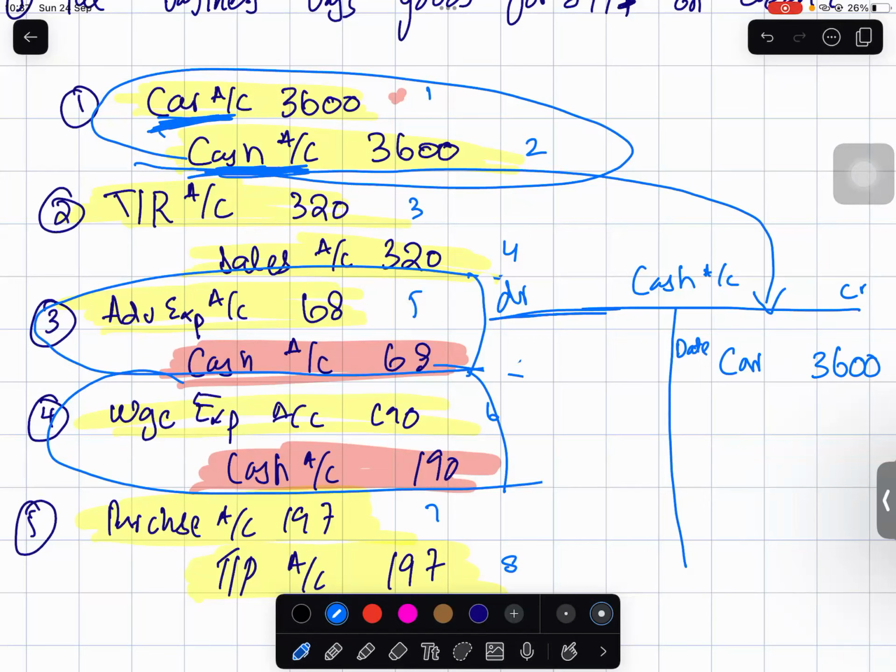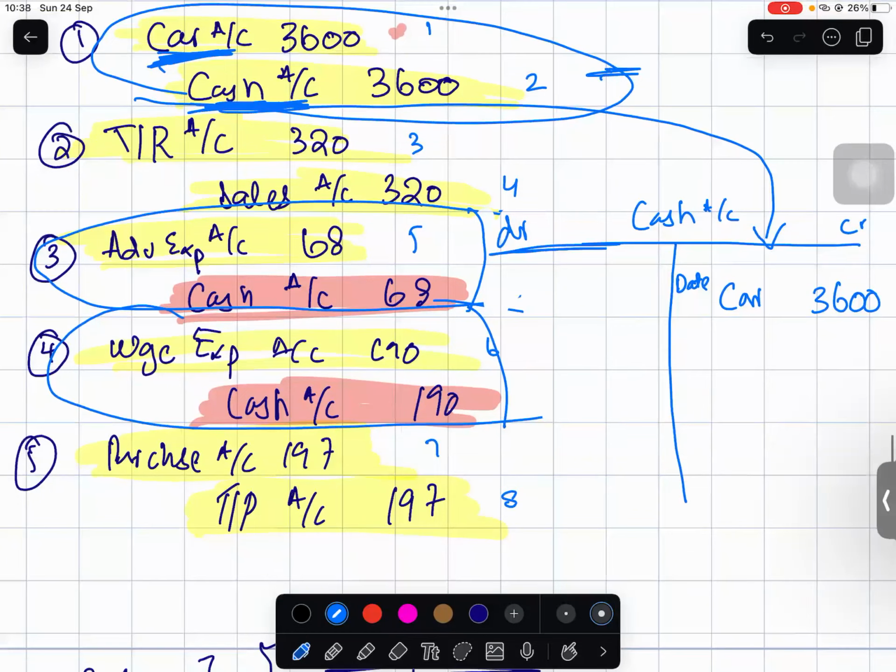So this is very basic. It is just formatting this journal entry in a different way. That's pretty much what T accounts do. You look at the second transaction.